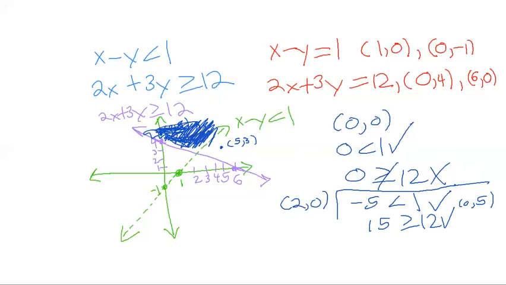So let's try another example that's a little more complicated. So suppose I have y is greater than or equal to x squared minus 4, and x minus y is greater than or equal to 2.